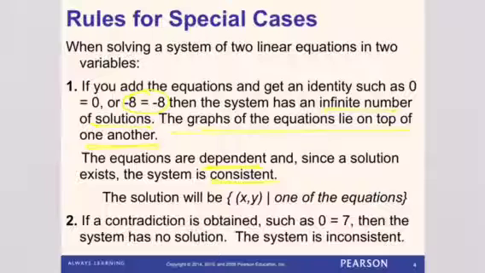And the way that you write these solution sets is curly brackets, ordered pair x, y, such that, and then you write in this space one of the equations. We'll do this, okay? The other special case is if a contradiction is obtained, such as 0 equals 7, something that can't be true, then we know the system has no solution. It's inconsistent, okay? And the solution would be the empty set.